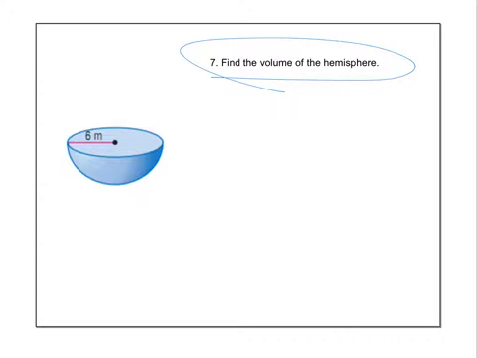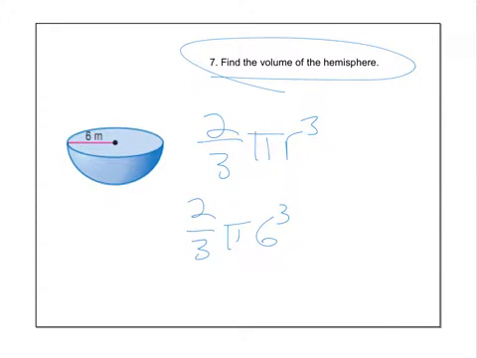So find volume. So half that guy. So it's going to be 2/3 pi r cubed again. So I'm going to take 2/3 times pi times 6 cubed. So 6 raised to the third. So that's going to give me 144 pi once I multiply all that out. So that's going to be meters cubed.